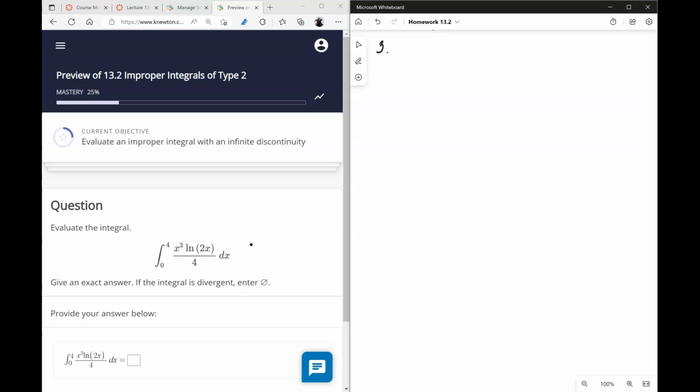All right. Problem number 3. We have the integral from 0 to 4 of x cubed ln 2x divided by 4 dx. The integral is not defined at 0. So let's do some basic maintenance. Let's take out the 4. Let's, in the integral, replace 0 with t. And let's send t to 0 from the right. So what we have left is that.